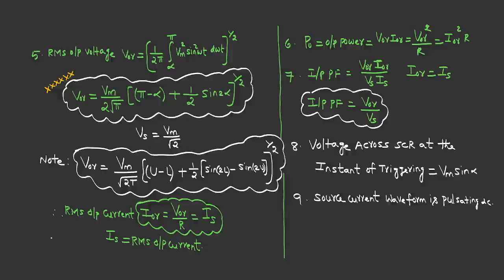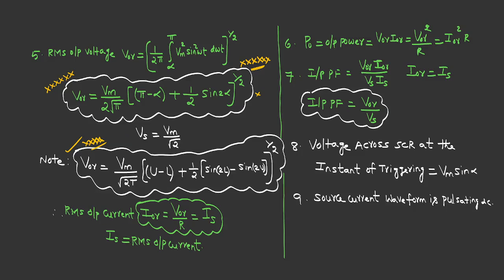Next, a very important formula: the RMS output voltage. That is Vm by 2 root pi minus alpha plus 1 by 2 sine 2 alpha, whole to the power of 1 by 2. This is a very important formula because nowadays the trend in the GATE exam is to ask for the output power. To calculate the output power for resistive loads, you need the RMS output voltage. For easy calculation of the RMS output voltage, use the generalized formulas that I already explained in the diode rectifiers. Using this generalized formula, you can solve this one also.